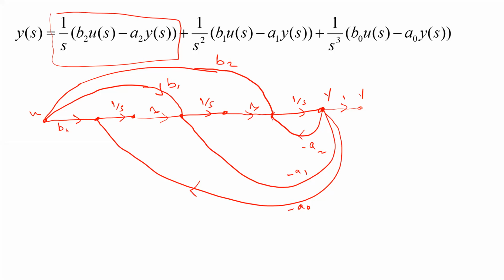Okay, now let me assign. Each node here is just like a summing point, right? Yes, each point is a summing point. Now, assume the output of each integrator is a state variable. So this output, let me call it x3. This is the output of an integrator, call it x2. And this is an output, call it x1.